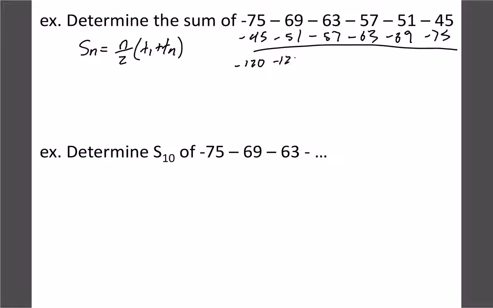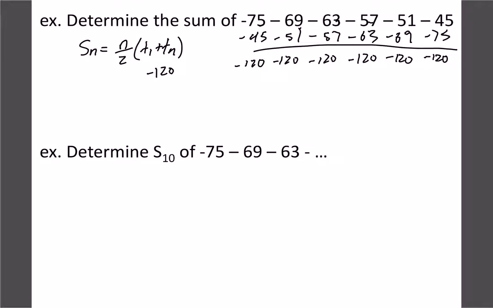If we add these ones up, we get negative 120. Add these ones up, we get negative 120, and so on. What's weird about a sequence is we actually get the same totals. So that's why we get the t1 plus tn. If we add the first and the last together, that gives us the negative 120. And we just have to times it by the number of terms.